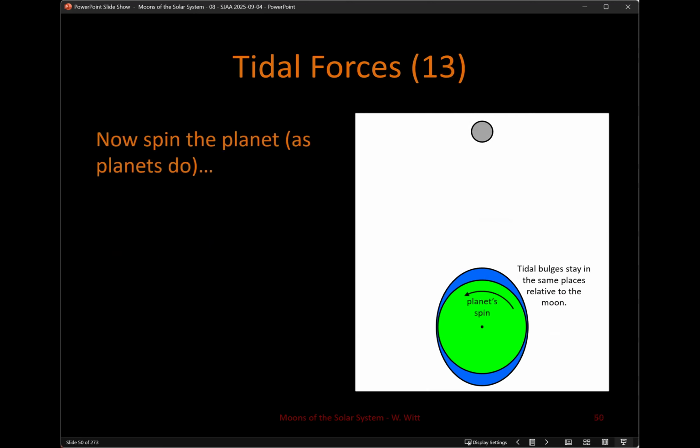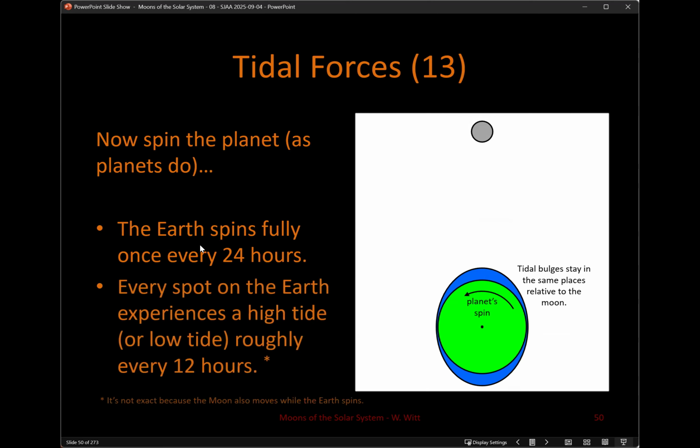Now, planets tend to spin, right? So we have to add a little more realism to this. So now let's say that our planet is spinning, and our Earth, of course, spins once every 24 hours, right? So every spot on the Earth experiences a high and low tide roughly every 12 hours. That's what happens here on Earth. Different planets might have different cycles, but the same idea would apply elsewhere out in space.